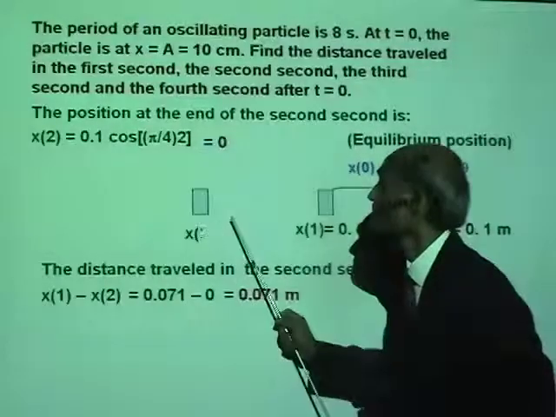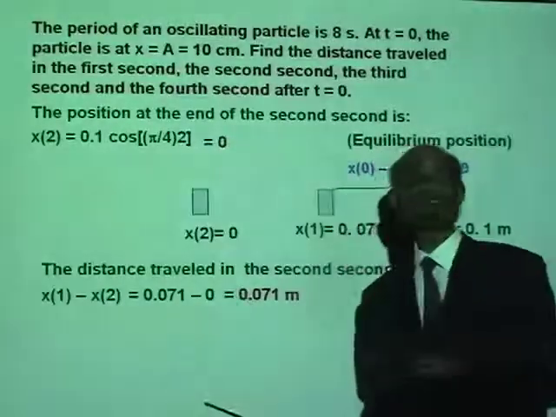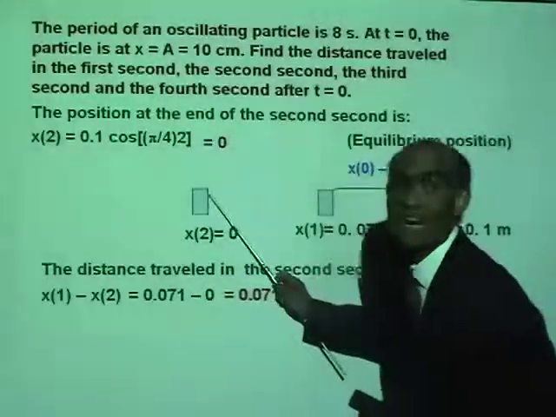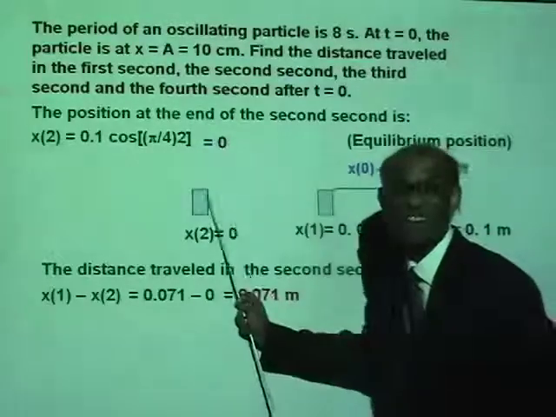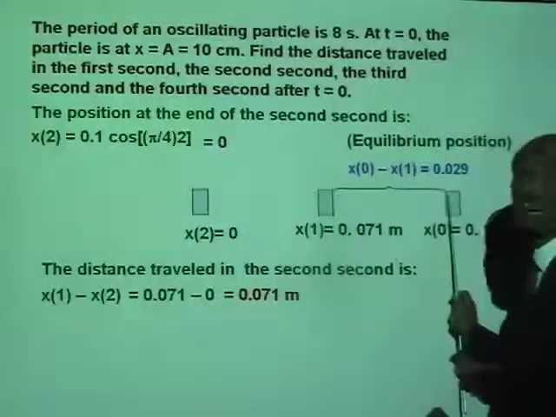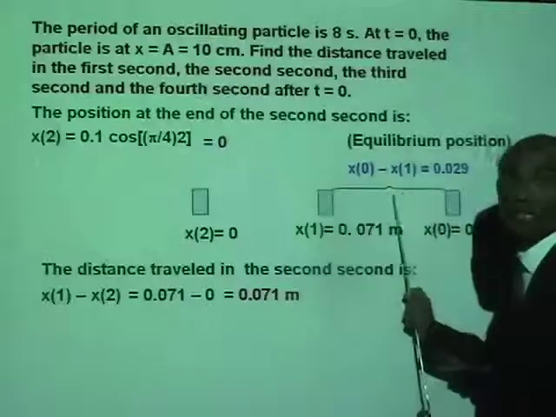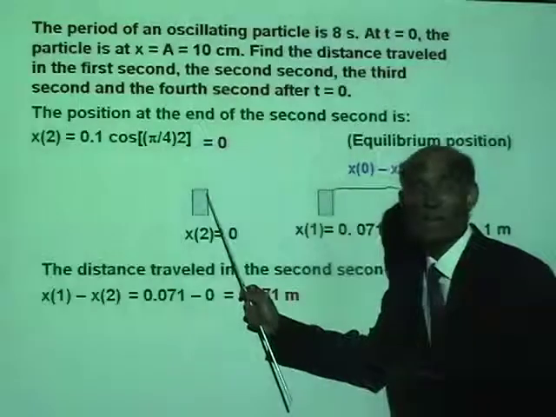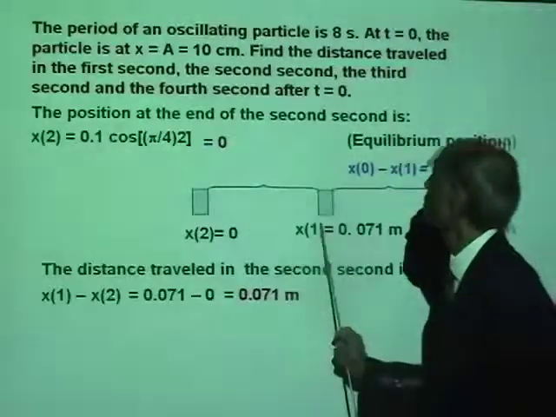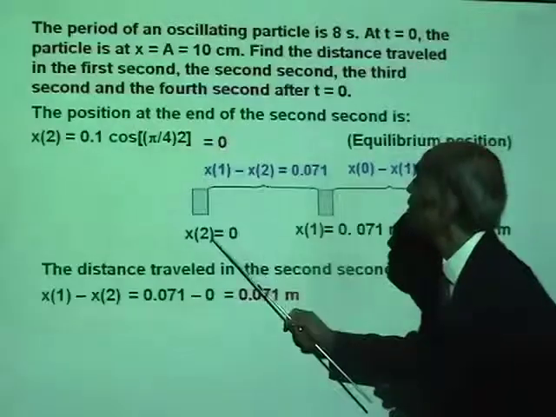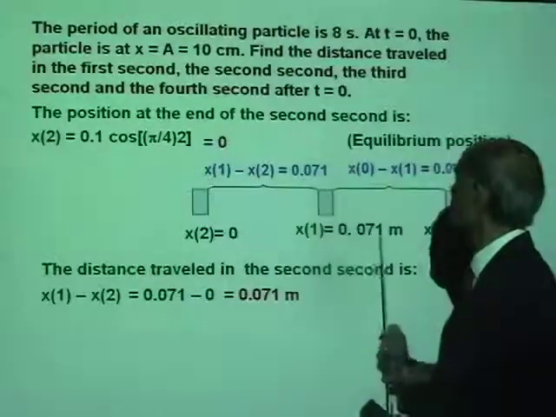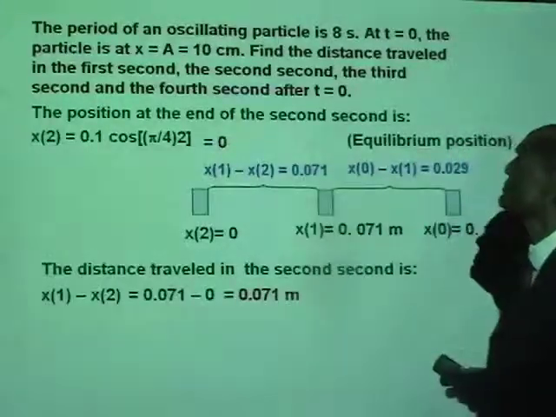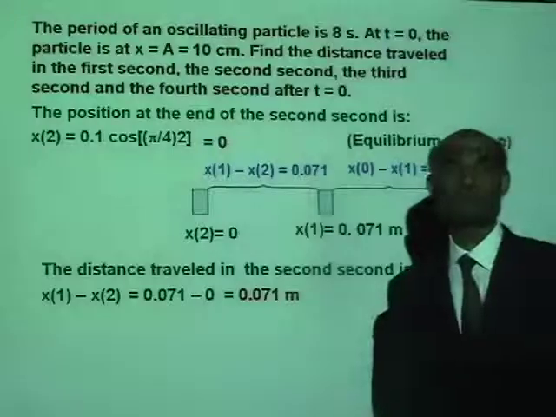Well, here it is. X of 2 equal to 0. That means the distance traveled during that time, this is the second second. You see? The first second, the object travels from here to here. The second second, it travels from here to here. What is that distance equal to? It will be x of 1 minus x of 2. That will be 0.071 minus 0. That is 0.071 meter.